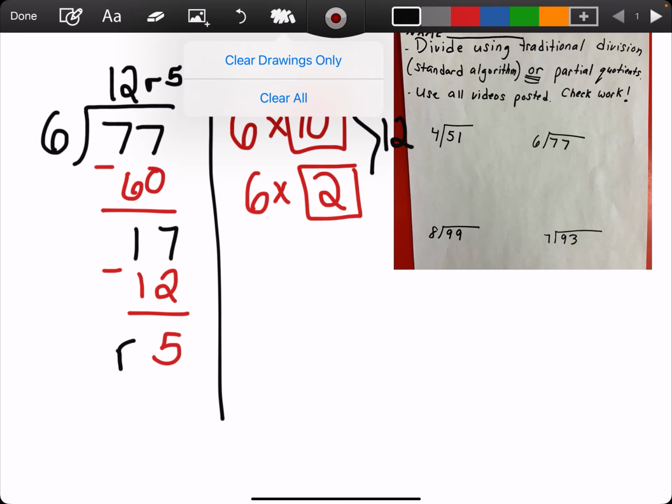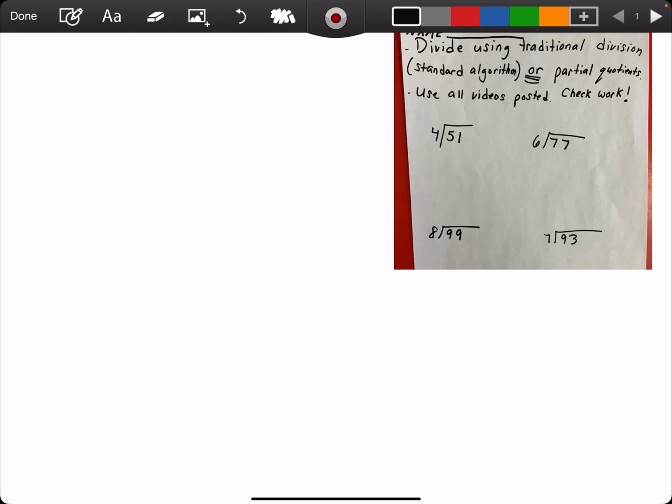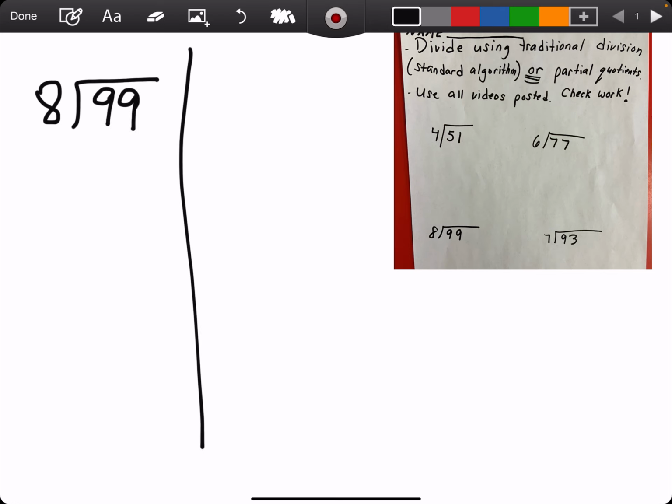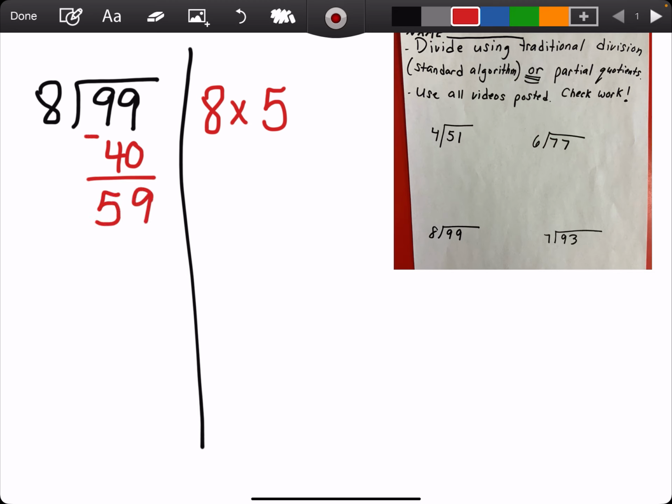Now, let me go to the third one, 8 into 99. All right, 8 into 99. Now, let's say someone doesn't try 10, right? And they say, all right, I want to do 8 times 5. Can I do that? Well, what's 8 times 5? 40. Okay, it's not more than 99. Let me subtract. Okay, all right, that was 5 groups.